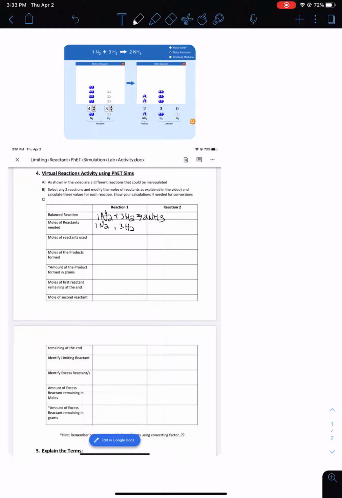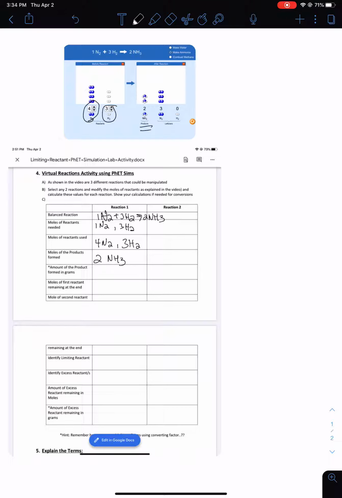The reactants used, those are the values that I plugged in. So at the top, I plugged in a 4 right here and a 3 right here. So I have 4 N2 and 3 H2 used. The moles of the products formed, that is this value right here. When I plugged them in, I formed 2 moles of NH3.